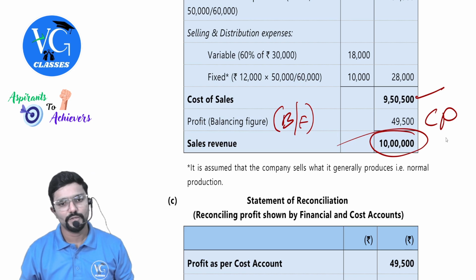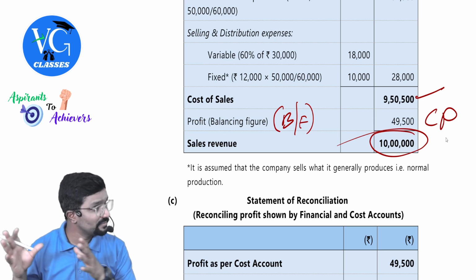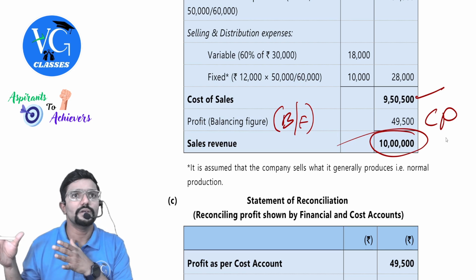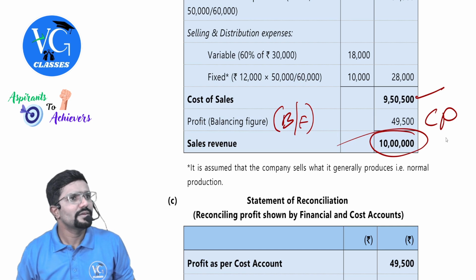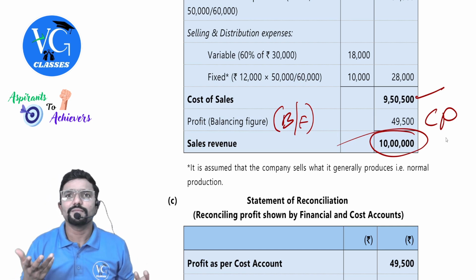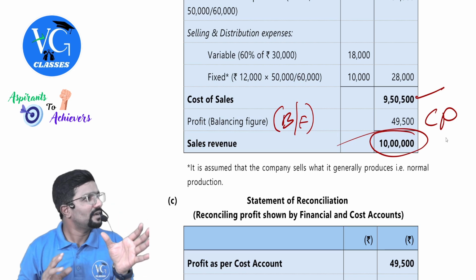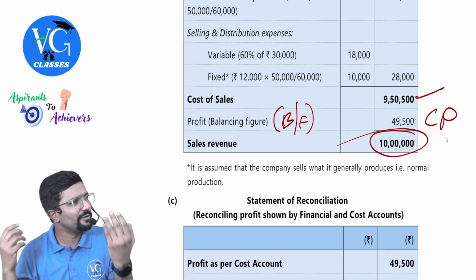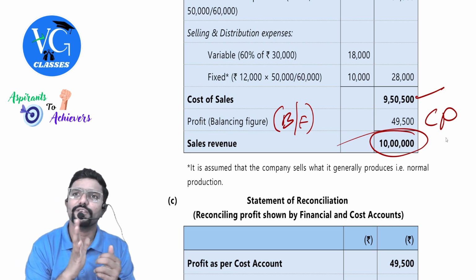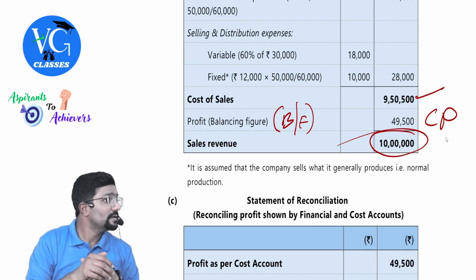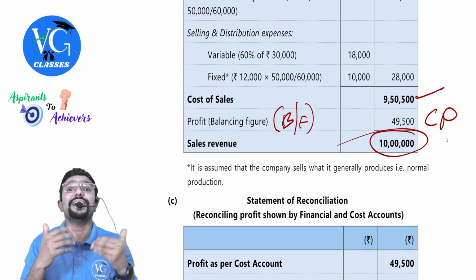Costing profit. It is assumed that the company sells what it generally produces. That is normal production. Normal production means 50,000, not 60,000. Sir, why not 60,000? You cannot sell what you have not produced. You can sell only what you have produced. What they have produced is 50,000 and sales is always 50. They told no opening stock, no closing stock. That means it is understood that production is also 50. Clear? Normal production means capacity.